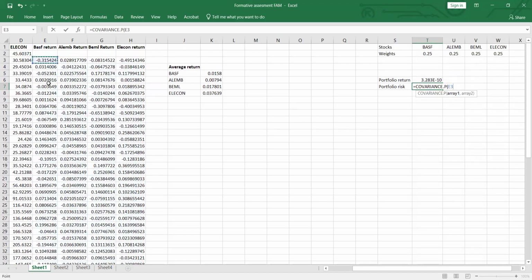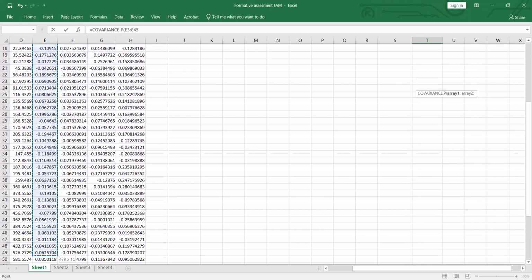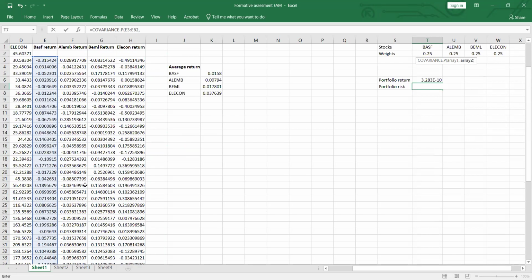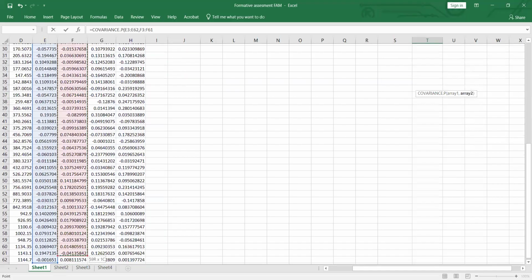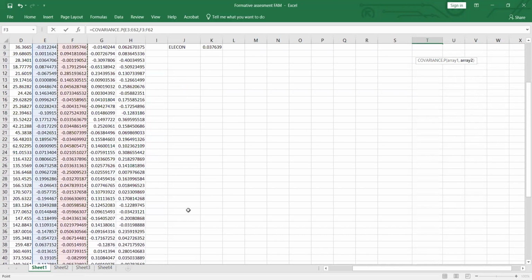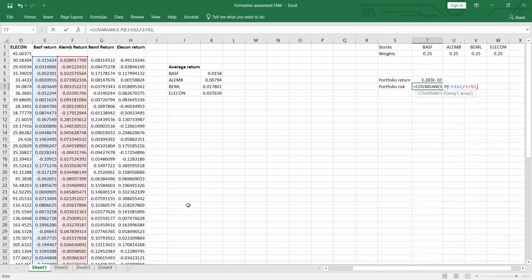And we select the first, then put a comma, and the second, and press enter. This is my portfolio risk.